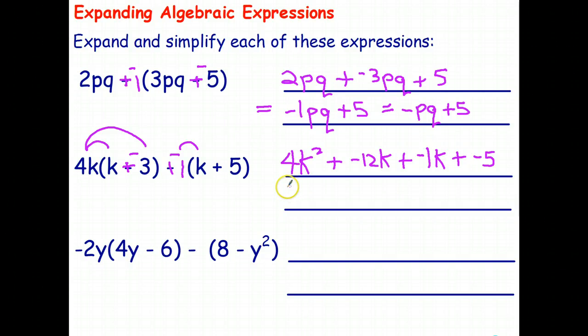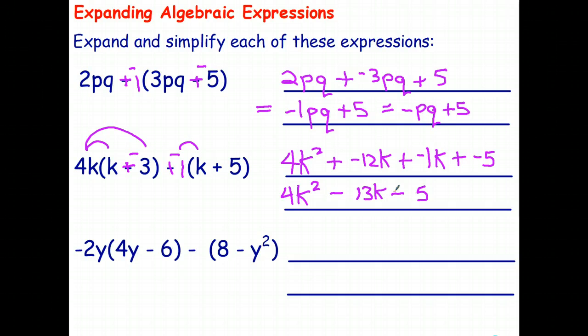Again, we only have one k squared term, so I can just write that. I've got -12k plus -1k. Adding two debts gives me a bigger debt. Plus -13k plus -5. And again, you can leave it like that with just all the pluses. Or if you want to match what's probably in the back of the textbook, you change plus -13 to subtract 13, and you change plus -5 to subtract 5.